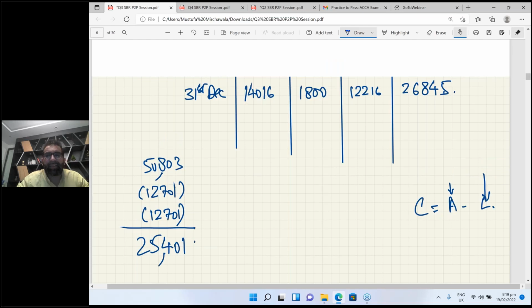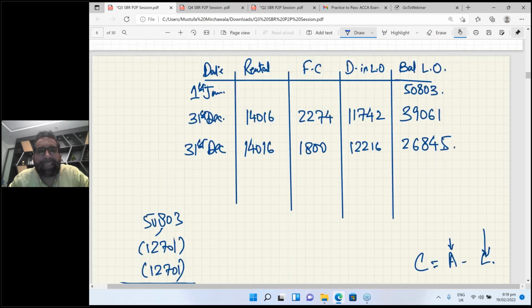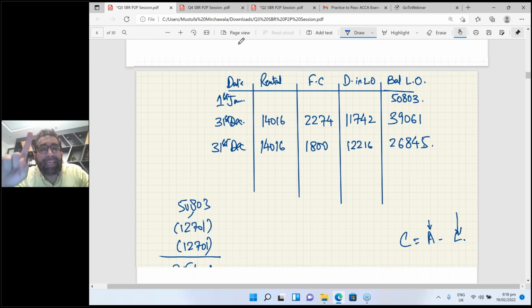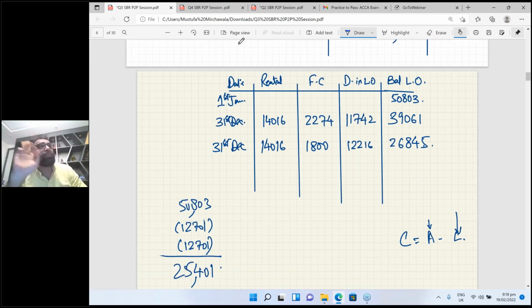Yes, see this. Do you remember this lease amortization schedule? I have made this imaginary lease amortization schedule for you. In finance lease, you used to make this: date, rentals, finance charge, decrease in lease obligation, and balance lease obligation. Remember, in finance lease, you used to make this.